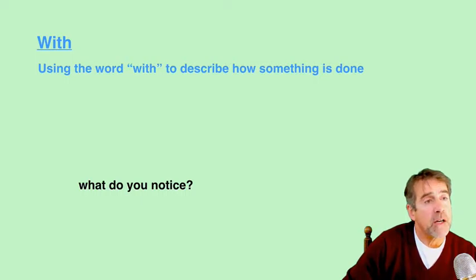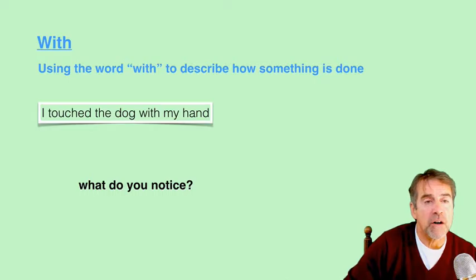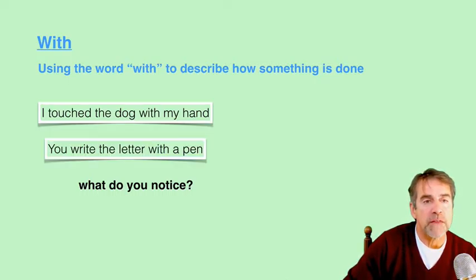Now we're going to look at how to use the word with. Using the word with to describe how something is done. Let's look at some examples and tell me what you notice. I touched the dog with my hand. You write the letter with a pen. What did you notice about these sentences?